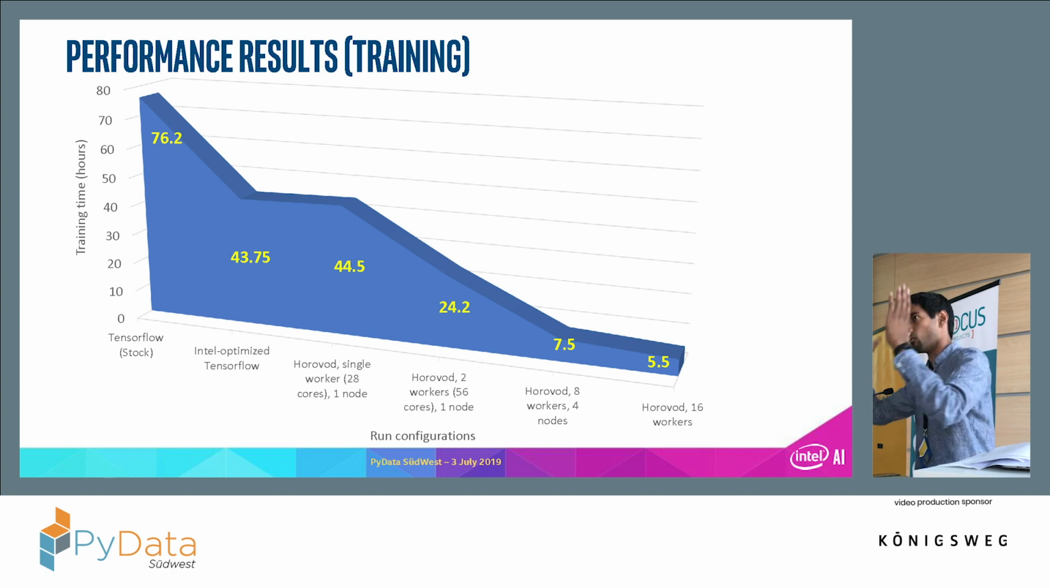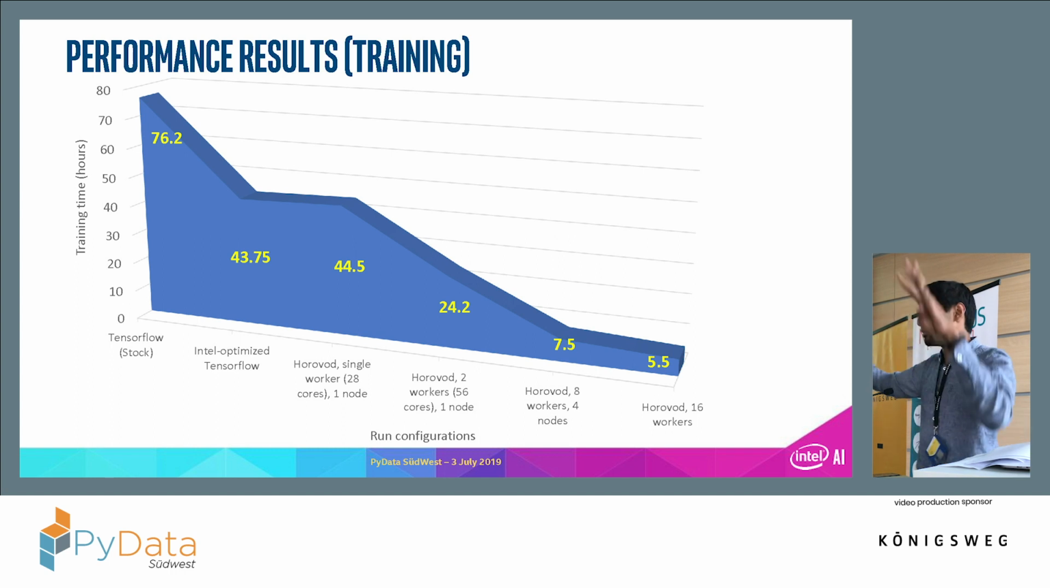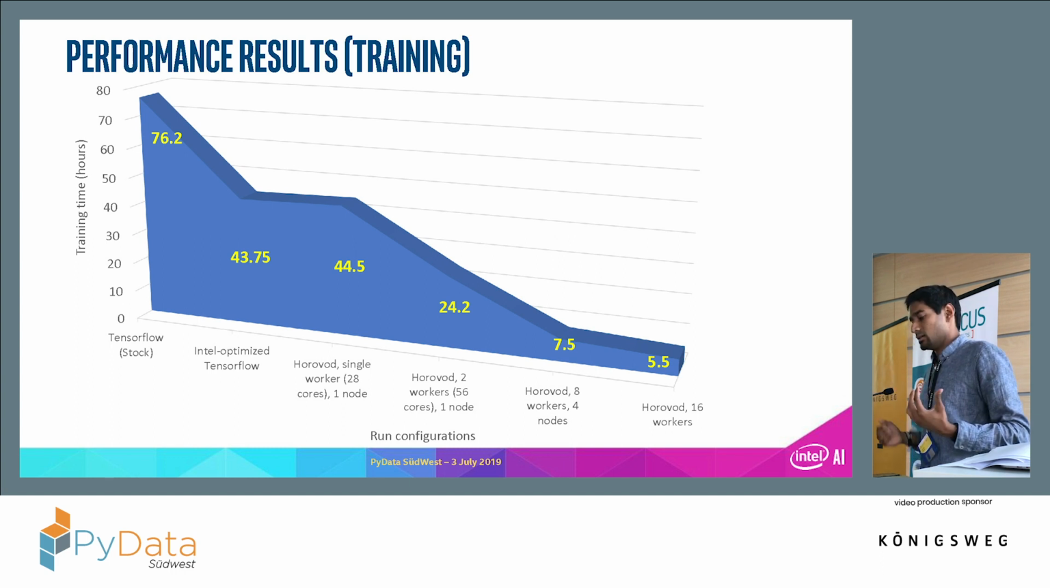So then I went from one machine to more machines. So by scaling, with Horovod, for instance, that's one before the last, I use 4 machines and 8 workers. So from 1 node to 4 nodes, I dropped from 40 hours to 7.5 hours. And then doubling the number of workers, I further decreased from 7 hours to 5 hours.